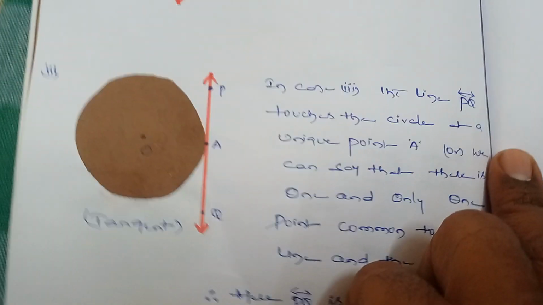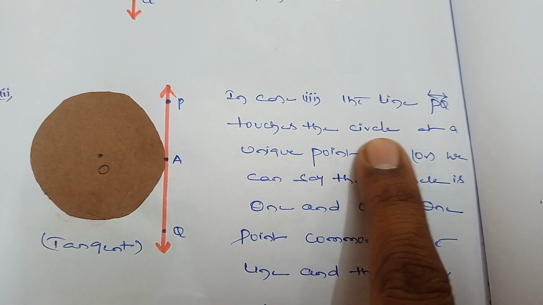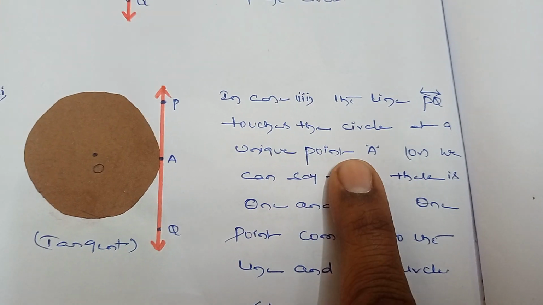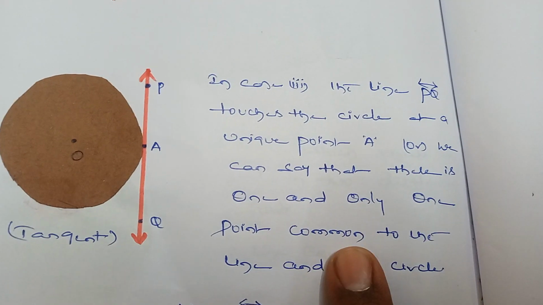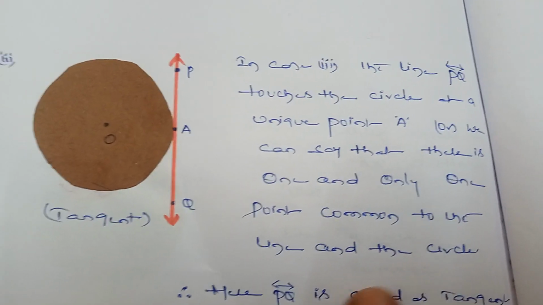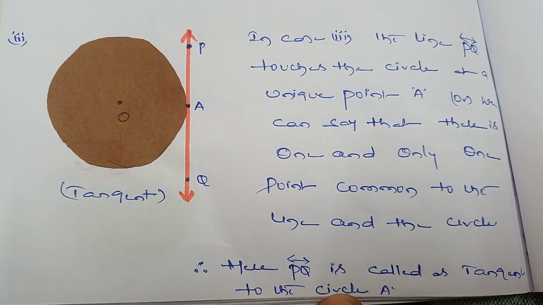So that comes in case 3. In case 3, the line PQ touches the circle at a unique point, that is A, or we can say that there is one and only one point common to the line and the circle. Here PQ is called the tangent to the circle at A.